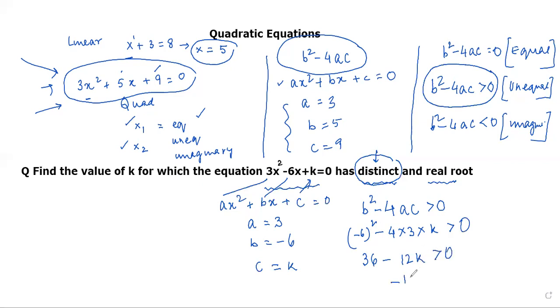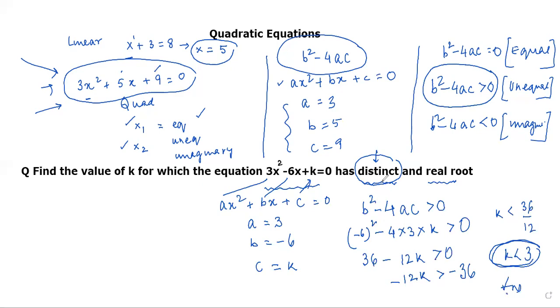Now, I hope you remember my inequation video. Minus 12k is greater than minus 36, right? So when I remove the minus sign, I will have to change this inequality sign. So k is less than 36 upon 12. So k is less than 3. And this is the final answer. So the value of k for which the equation has distinct roots is k less than 3. For all the values of k which are less than 3, this equation will have distinct roots.